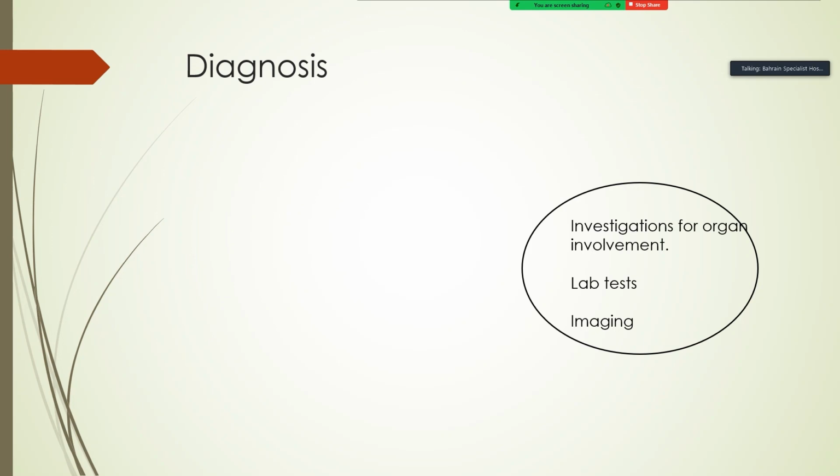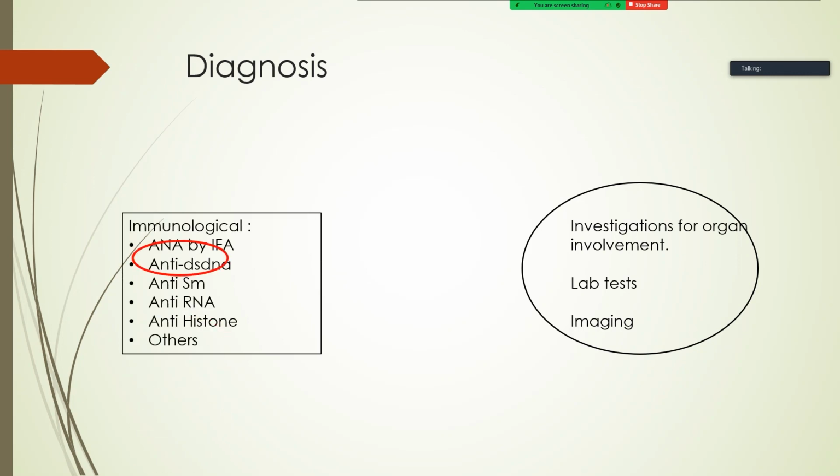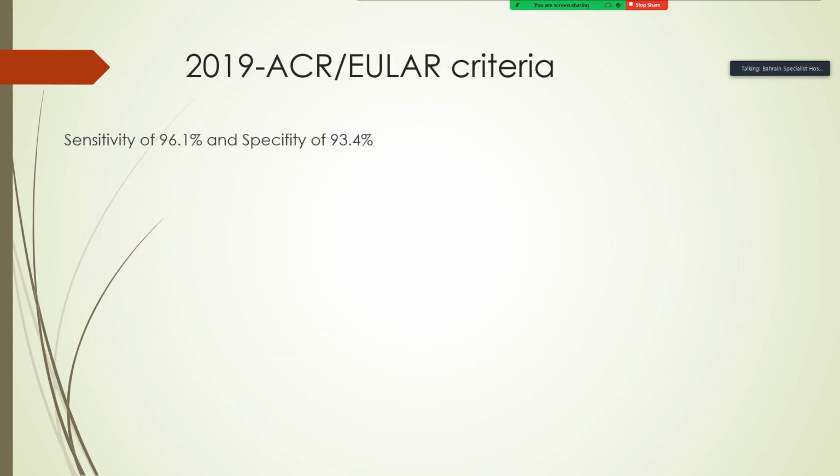So basically, the diagnosis of SLE involves the clinical symptoms and the lab tests. Lab tests involve basically the detection of autoantibodies. ANA should be positive when we are suspecting a patient of having SLE. The ANA is a must in the criteria. I will later on explain the criteria.